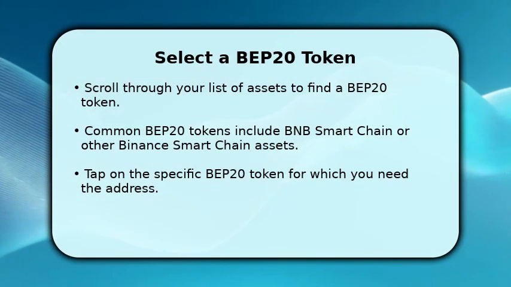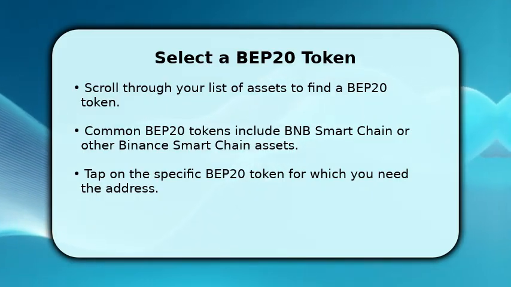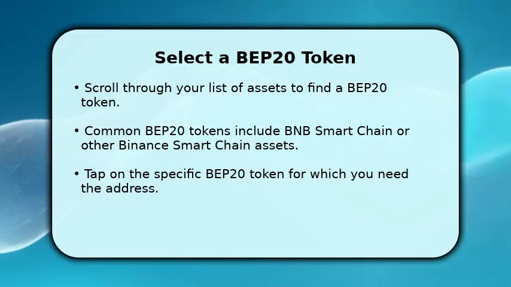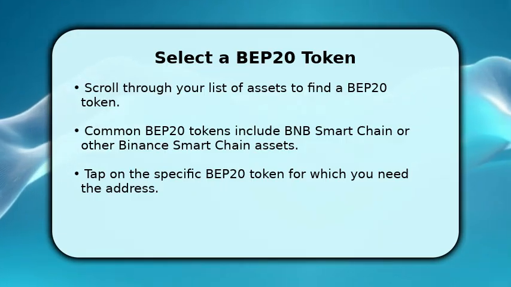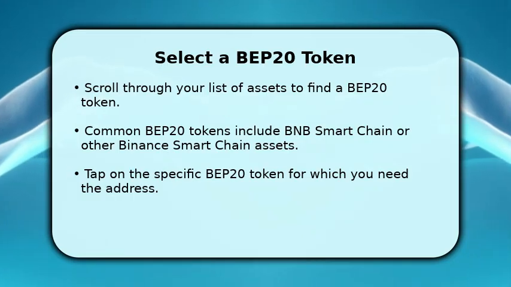Next, you will need to select a BEP20 token from your asset list. Many tokens operate on the Binance Smart Chain, which uses the BEP20 standard. For example, you might choose BNB Smart Chain, also known as BNB Beacon Chain, or any other token you know is BEP20 compatible. Simply tap on the token to proceed to its individual details page. This action will open up more options for that specific asset.